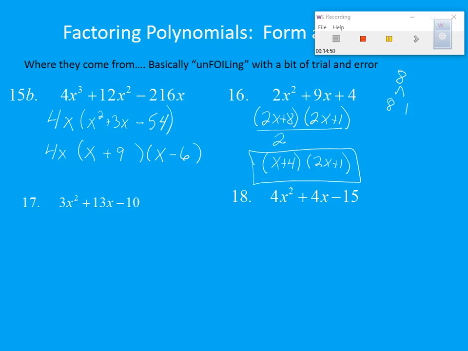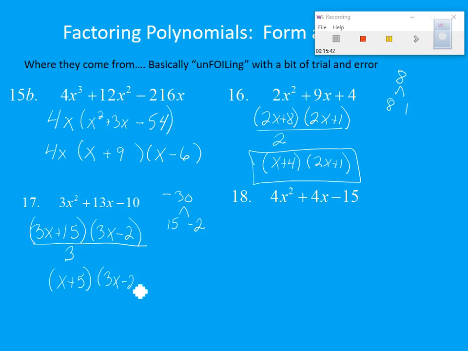I'm going to go 3 times negative 10 is negative 30. I need two numbers that multiply to be negative 30 that we can make add up to be positive 13. So I'm going to use positive 15 and negative 2. When I write this now, I'm going to use a 3x. I'm going to go 3x plus 15, and I'm going to go 3x minus 2, but I need to divide by 3. Find the one that 3 goes into. It's that first one. Here it is factored. x plus 5, leave the other one alone, 3x minus 2.